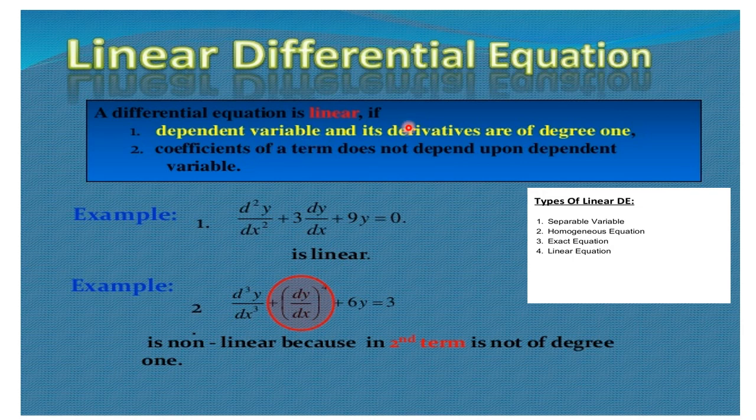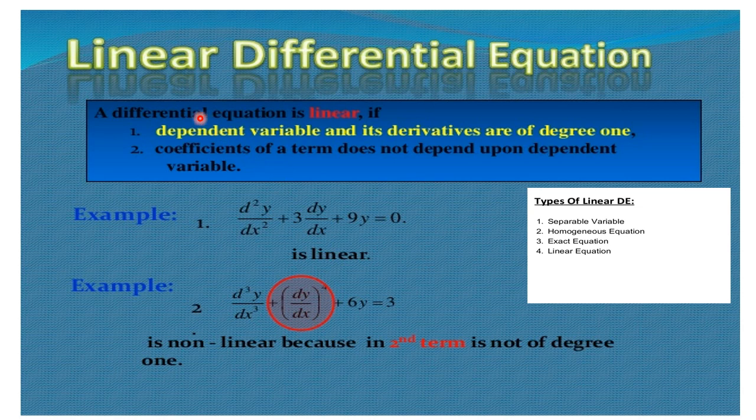Dependent variable and its derivative are of degree 1. See here, this is d cube y upon dx cube. It has the degree as 1. Again, it is the derivative of the dependent variable, whole raised to the power 4. But for linear, it has to be 1, whereas it is 4. That is why it is a non-linear differential equation. I hope now it is clear what is linear and non-linear.